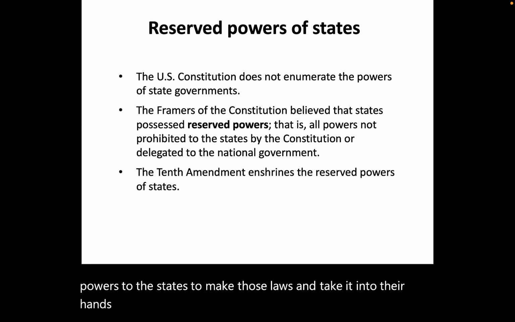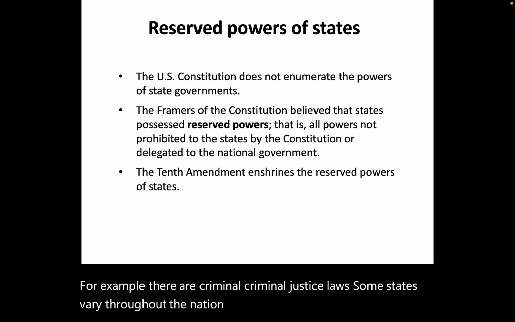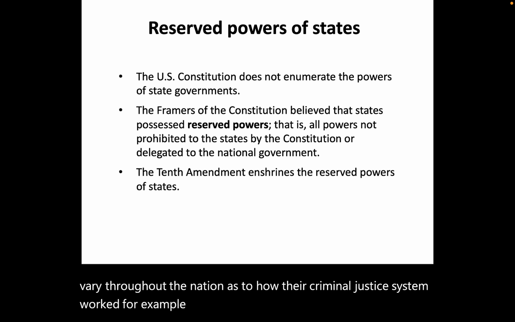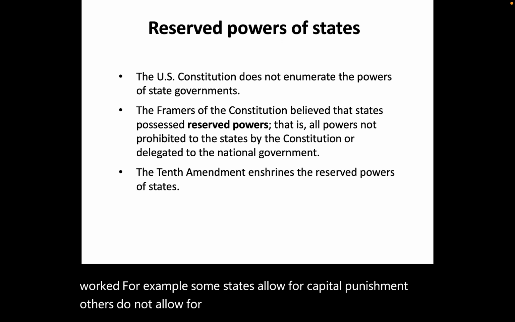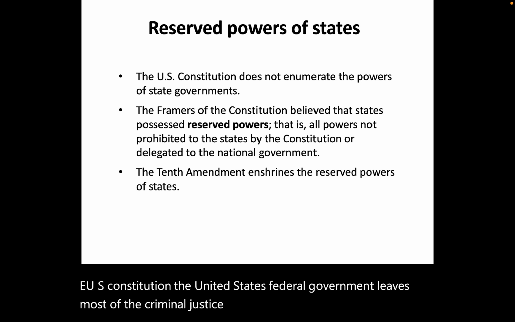So, for example, there are criminal justice laws. Some states vary throughout the nation as to how their criminal justice system works. For example, some states allow for capital punishment, others do not. But of course, the United States federal government leaves most of the criminal justice system to the states to determine.